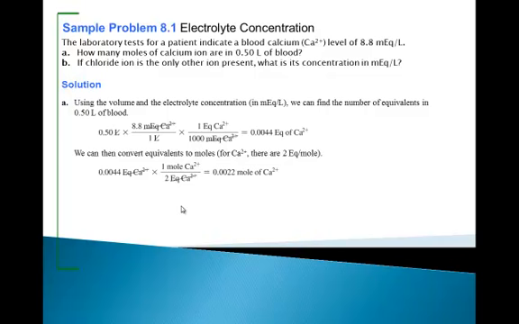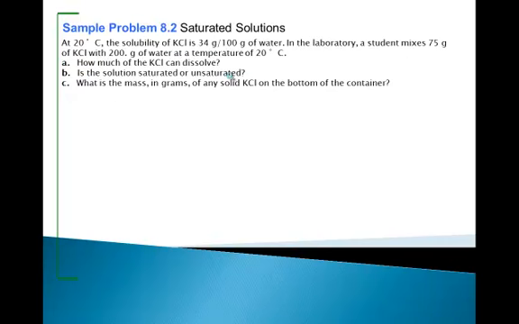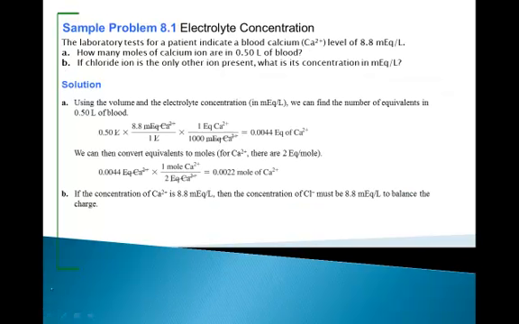Now for part B, it said if chloride is the only other ion present, and we want to know its concentration. We can find its concentration because it's going to be exactly the same. If calcium plus 2 is 8.8, then chloride must also be 8.8 in order to balance out the charge.